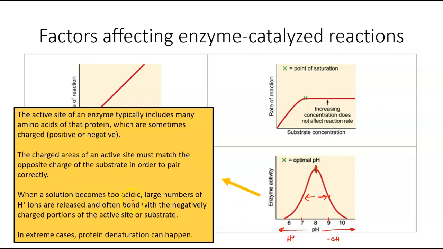Okay, so when a solution becomes too acidic, large numbers of H+ ions are released. Those often bond with the opposite, right? The negatively charged portions of the active site or substrate, and that's going to cause the active site to change. Again, when we are changing the shape of our protein, that leads to protein denaturation, which leads to a greater difference in our overall shape, which leads to reduced enzyme-catalyzed reactions.